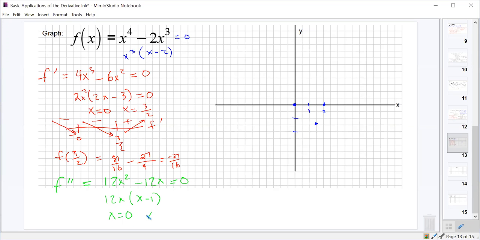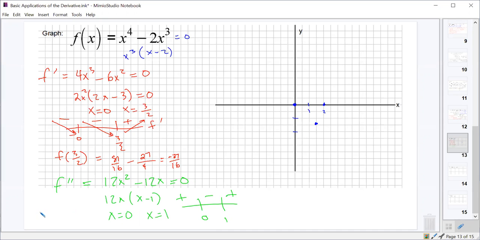And we got 0 and 1 for potential points of inflection. Plug in something more than 0 but less than 1, like a half, and I get a positive and a negative. And plug in something more than 1, like a million, and I get 2 positives. And plug in 2 negatives, and I get 2 negatives, which is concave up.